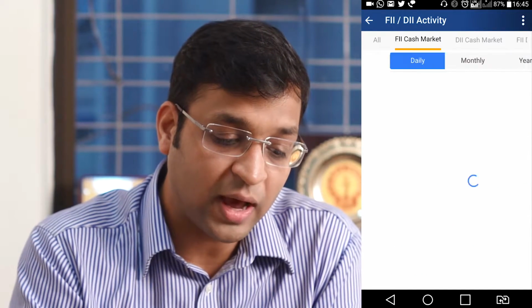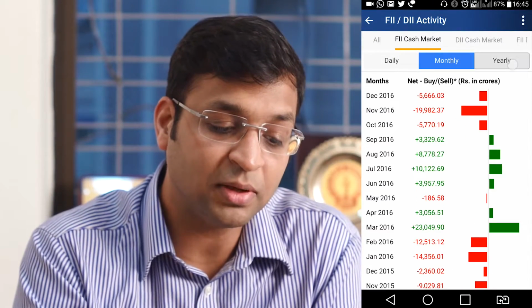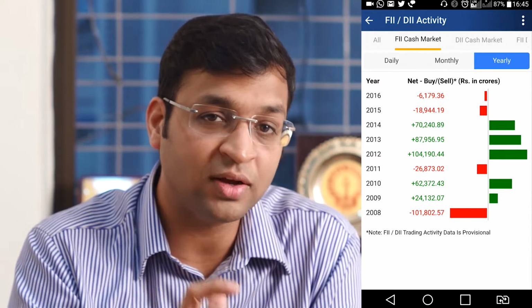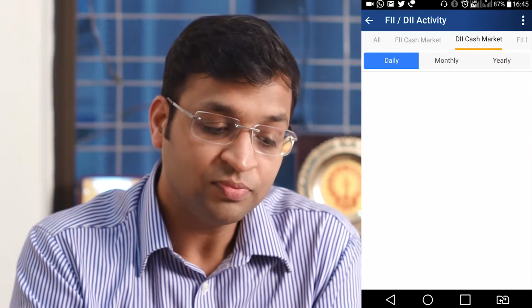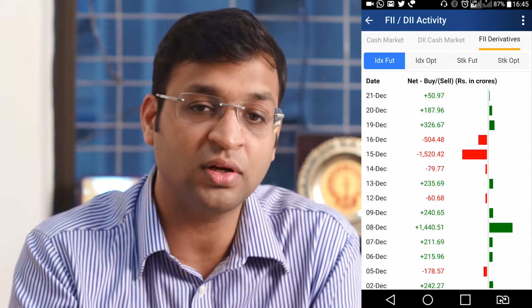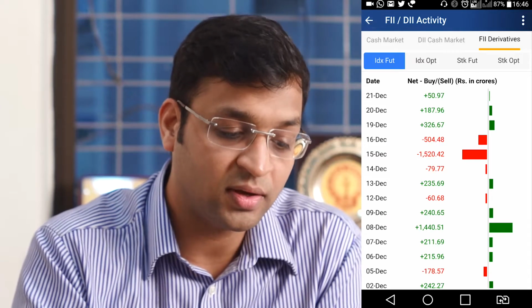So if you tap this and go to the respective sections, you can see daily, monthly, and yearly performance of FPIs, how they have invested or taken money out of the Indian market. The same thing you can see for DII, which is Indian investors, and you can see the derivative positions of FII.